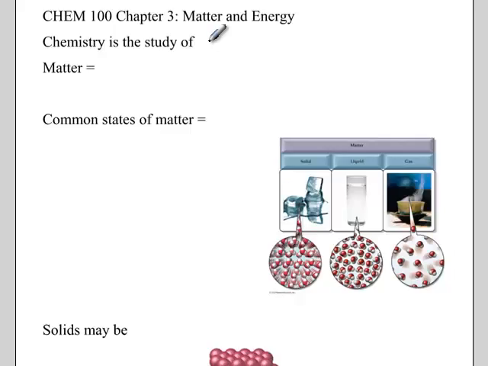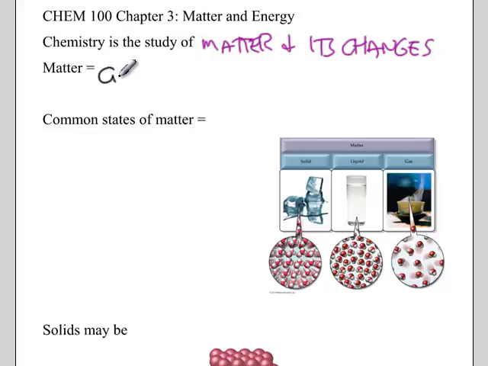Chapter 3 is about matter and energy. We had already mentioned in Chapter 1 that chemistry is the study of matter, but more importantly, the changes in matter. And this is a very broad definition because matter is anything that occupies space and has mass.